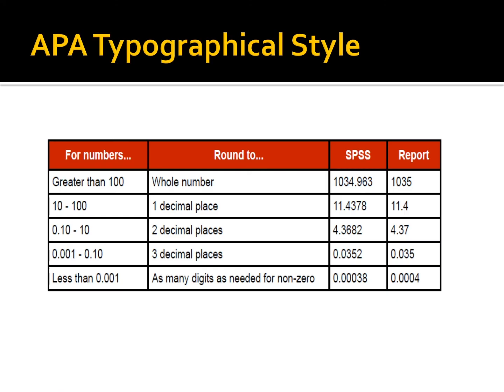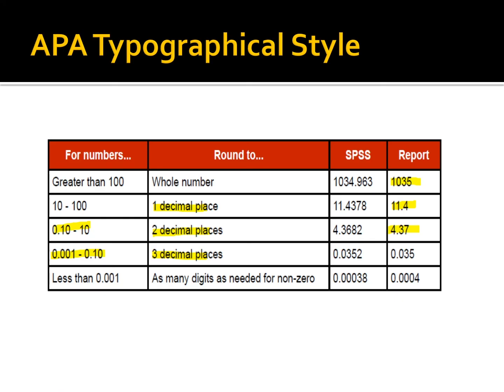So here you can see that for numbers that are greater than 100, you would round to the whole number. So in SPSS, they might provide 1,034.963. You would report 1,035. For numbers between 10 and 100, one decimal place. So for instance, 11.4378, you would indicate as 11.4. One decimal place. And by the way, you would round up to 11.5 if it was 11.48, for instance. For numbers between 0.10 and 10, two decimal places are provided. So for instance, 4.3682 would be reported as 4.37, two decimal places.